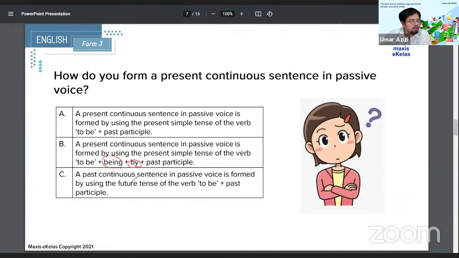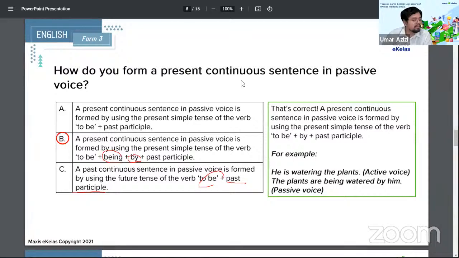Or this one, C: using the future tense of the verb to be plus the past participle. Which one do you think the answer is? We have guesses: B being Rosna Rahim, C Hashwini, Azik being B, Azanawati A, Khadija A, Nurwulan Anas B, and again Azanawati A. The answer for this one is B.